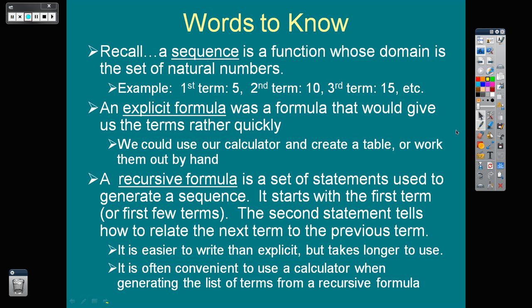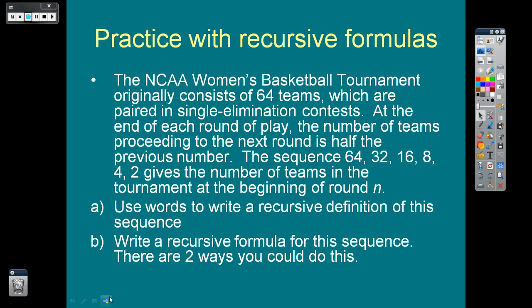Okay, here's some practice. The NCAA women's basketball tournament originally consists of 64 teams, which are paired in single elimination contests. At the end of each round of play, the number of teams proceeding to the next round is half the previous number, because half the teams get beat, so half the teams lose. This is the sequence at the beginning of round n, so it starts with 64.